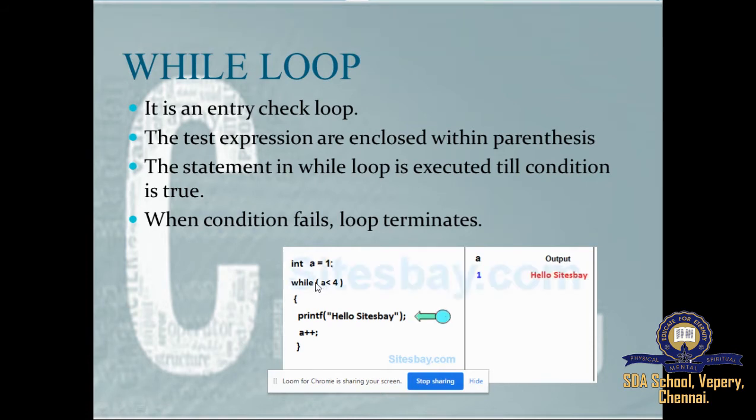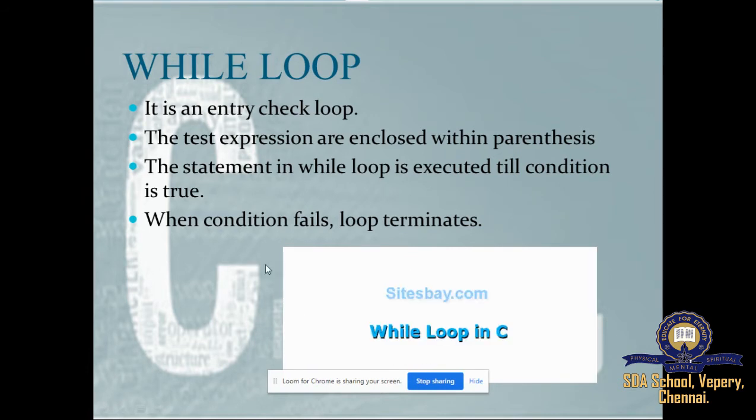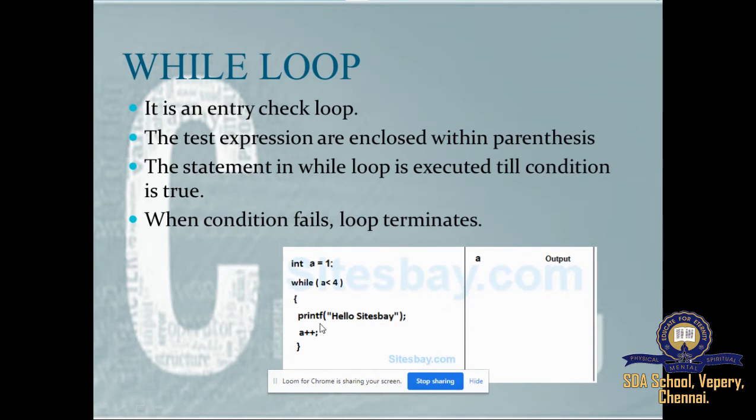At the first itself, you will be checking the condition, then only you will be moving inside the block. The test expression is enclosed within the parenthesis, as given here. The statement in the loop is executed till the condition is true. Once the condition is false, it will come out of the loop. When the condition fails, the loop terminates. That's why it is called an entry check loop.